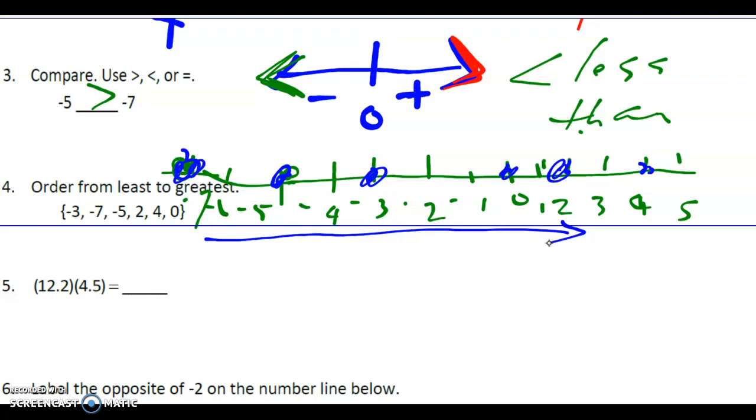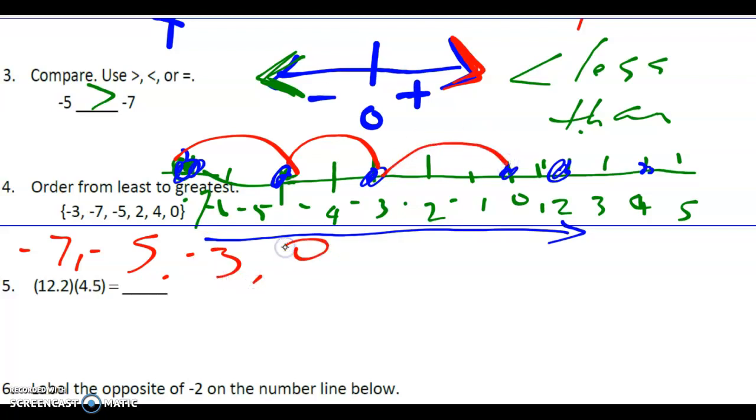So from least to greatest, my answer would be -7. Then I would go to -5. Then I would go to -3. Then 0. Then 2. Then 4. Least to greatest.